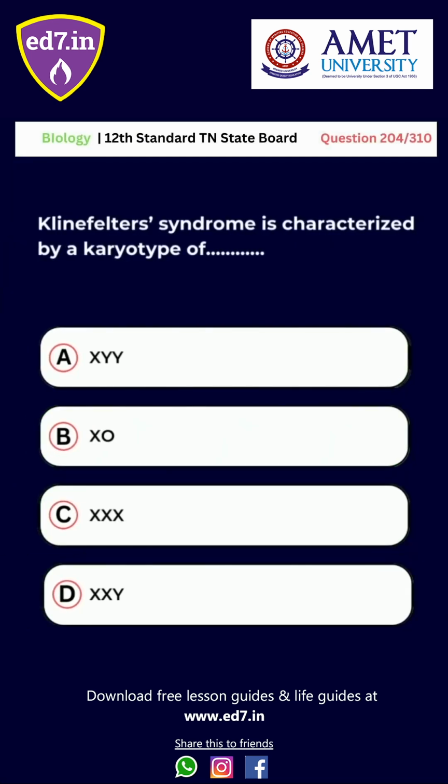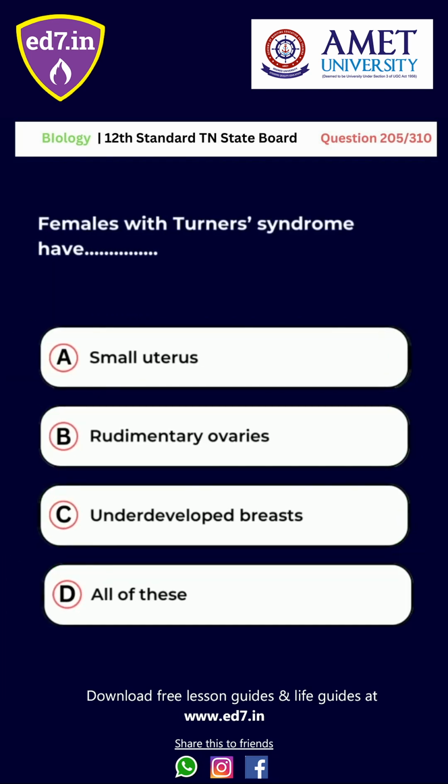Question number 204. Klinefelter syndrome is characterized by a karyotype of A, XYY, B, XO, C, XXX, D, XXY. And the right answer for this question is option D, XXY.